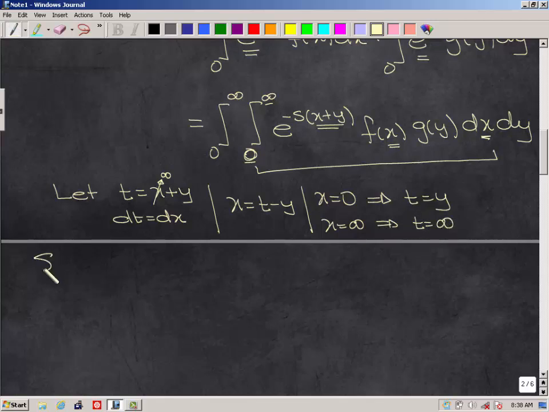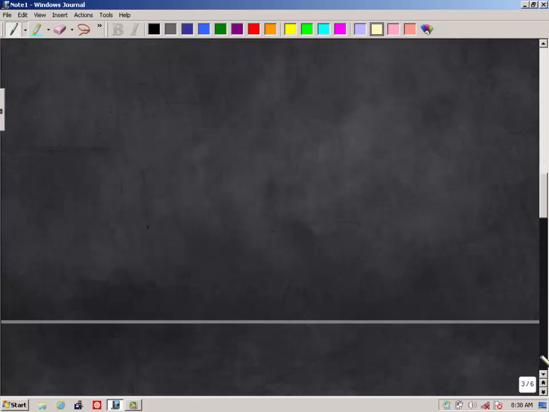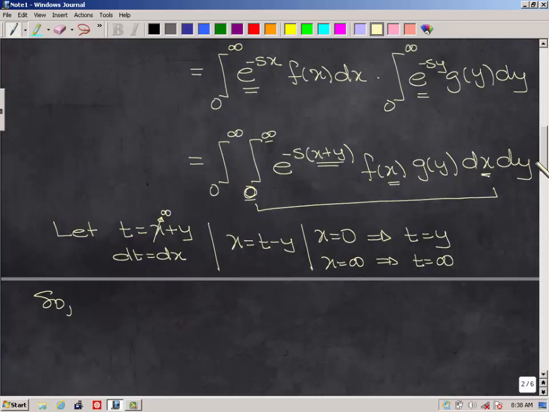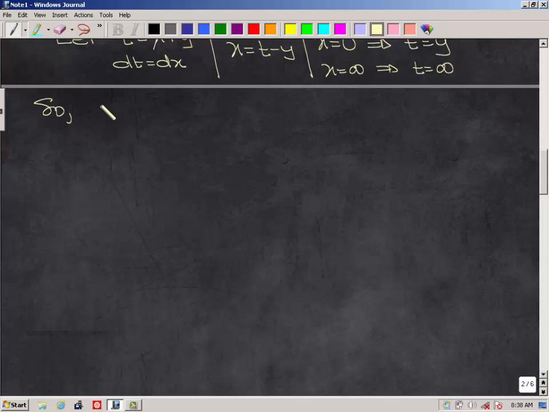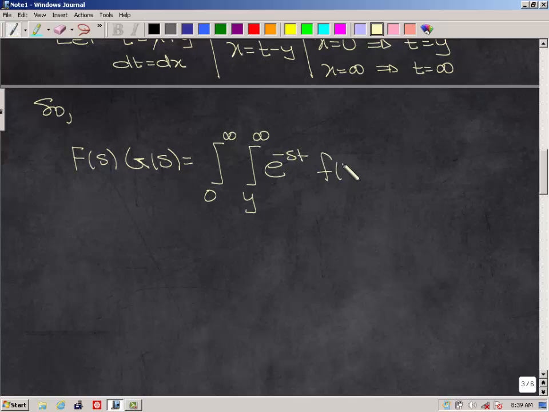Okay. So what happens to my product of convolution here? This product now can be written as what? We get big F of s times g of s is equal to the integral from 0 to infinite. Now we're going to go from y to infinite. We get e to the minus st f of t minus y g of y dt dy. So that's what we're going to end up with.